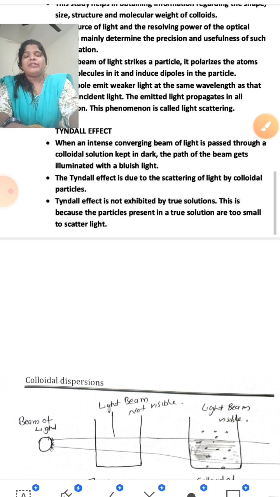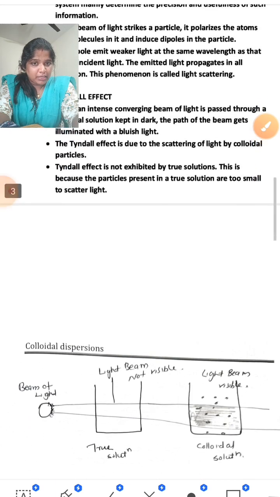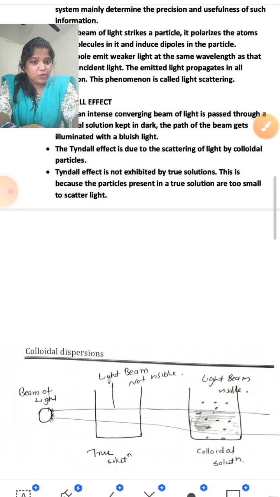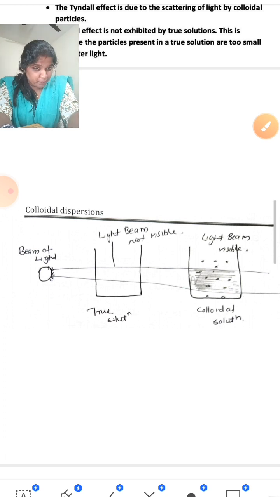In colloidal systems, compared to true solutions, the particles are larger. So you see a beam of light passed through a solution kept in the dark. In the true solution, the light beam is not showing anything, so it is not visible. When the light beam passes through a colloidal solution, it shows a bluish light. The light beam which is visible in the colloidal solution is what we call the Tyndall effect. You can understand it from this figure.